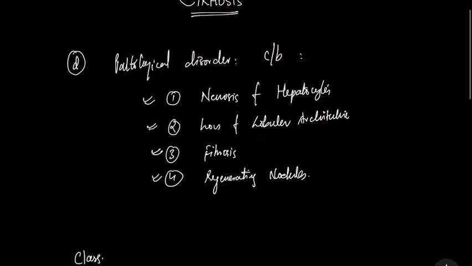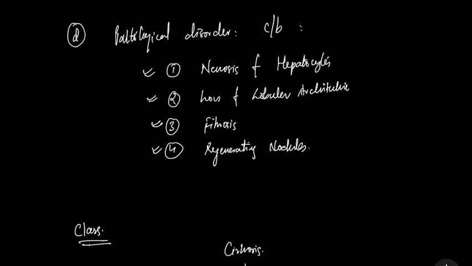So now let's come to the pathogenesis. We studied here that the characteristic features for your cirrhosis are necrosis of the hepatocytes, loss of lobular architecture, fibrosis, and regenerating nodules. So these are the four points that we need to have in our mind when we're studying the pathogenesis. So what happens initially is that there is inflammation in your liver and necrosis of the hepatocytes.